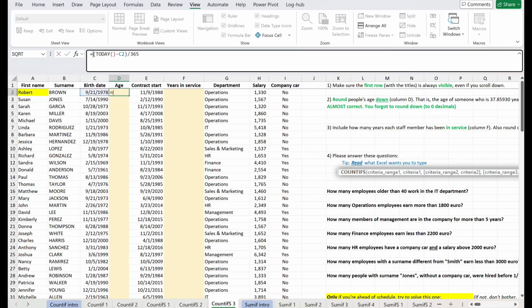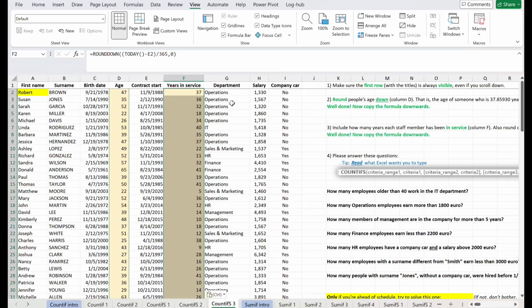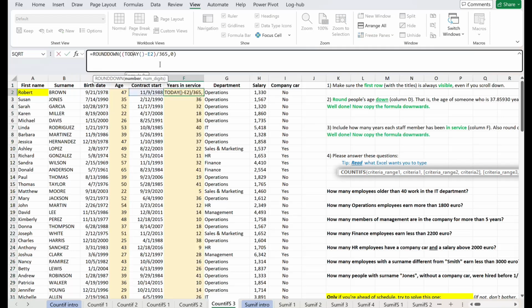Okay, but we still have to round down this number. So this is the number that we're going to round down to how many digits? To 0 digits. There you go. And it's actually the same formula to calculate the years in service, because it's the difference between today and the date when the person entered into service, and that amount of days divided by 365, rounded down to 0 decimals.